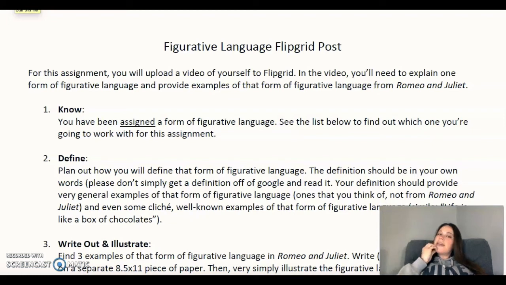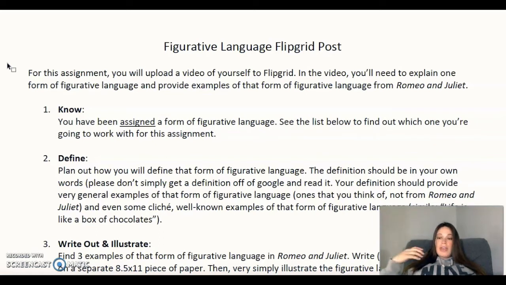All right, so let's take a look at the figurative language Flipgrid post assignment. Let's read through it together, starting at the beginning. For this assignment, you will upload a video of yourself to Flipgrid, and in the video, you'll need to explain one form of figurative language and provide examples of that form of figurative language from Romeo and Juliet.